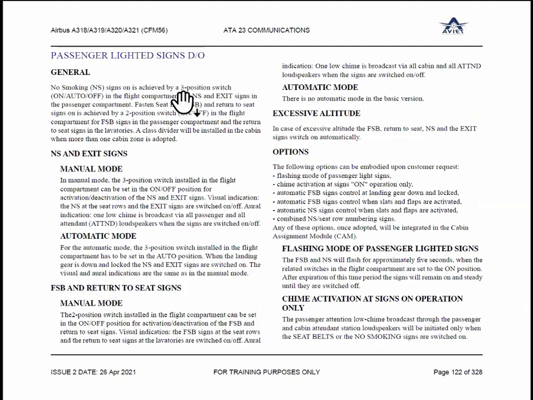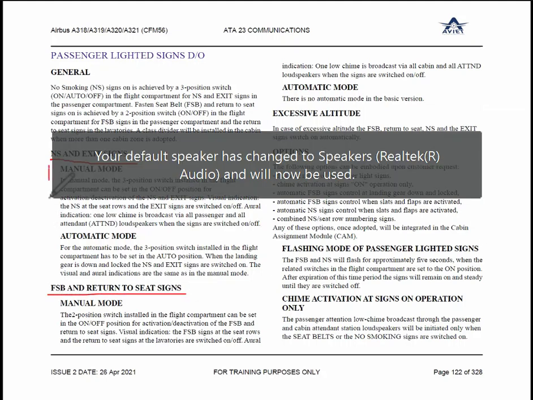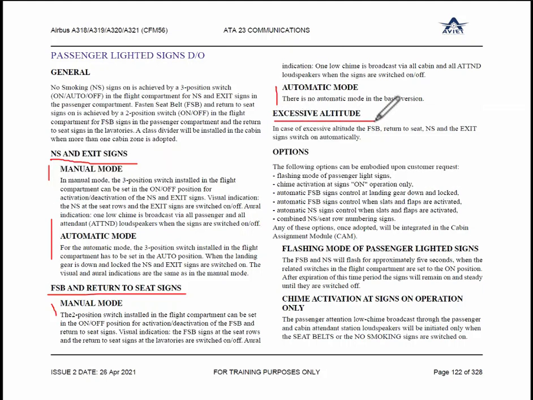Okay, lighted signs. There are lighted signs in the cabin, some of which can be manually operated, which are the no smoking and fasten seatbelt. Then there is the fasten seatbelt and return to seat sign. There is an option for manual and automatic. Excessive altitude, no manual, it is automatic only. So let's see one by one.